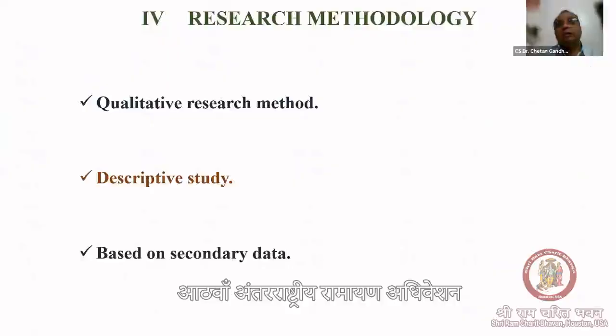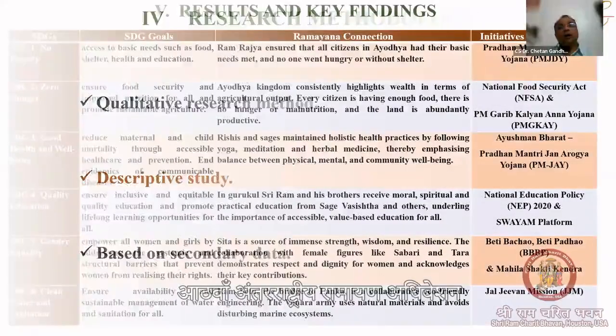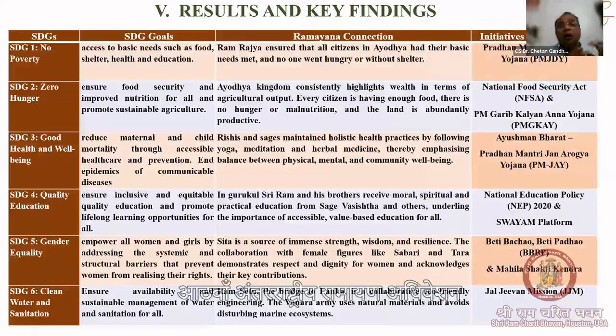Now, the research methodology applied has been primarily a qualitative research method, a descriptive study based on secondary data, covering literature related to Ramayana and the Sustainable Development Goals. Now, let us see the relevance, how these goals and Ramayana are connected. If we notice the first goal, no poverty, it mentions that basic needs such as food and shelter should be taken care of.